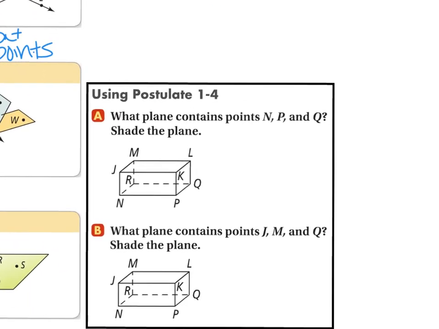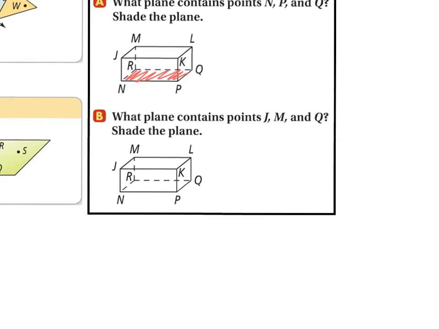Okay. This part's kind of fun. So, what plane contains point N, P, and Q? Shade the plane. N, P, and Q. It looks like that bottom one. What plane contains the point J, M, and Q? Ooh, this one's a little funky. So J, M, and Q. Well, there is a plane there, even though it doesn't look like it's a side through this box. It's actually going to be a plane that goes right through diagonally of this box. So there is that plane. You can do that. And there are some homework problems like that.